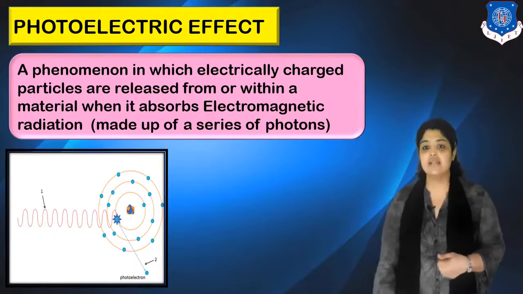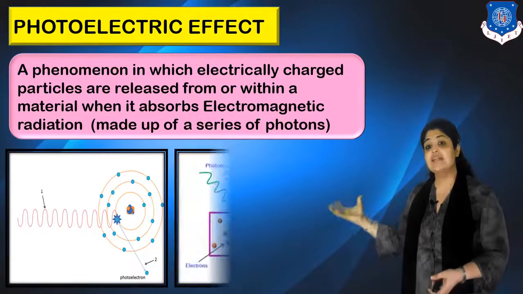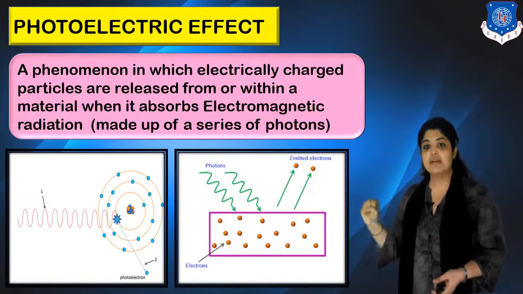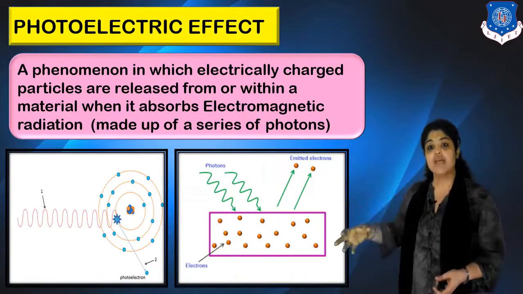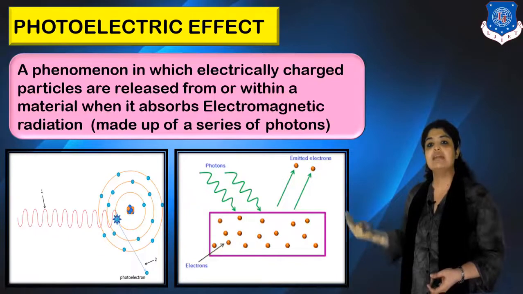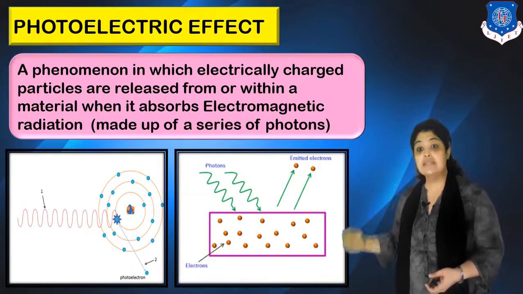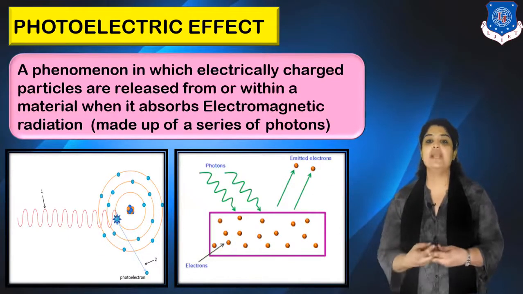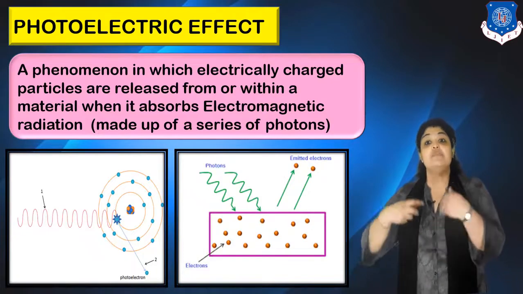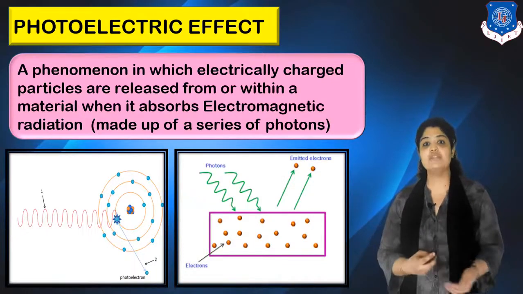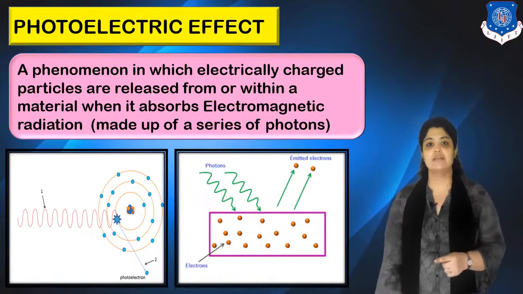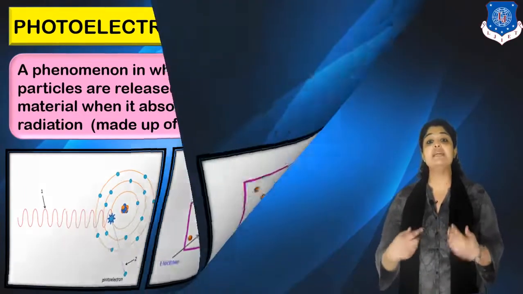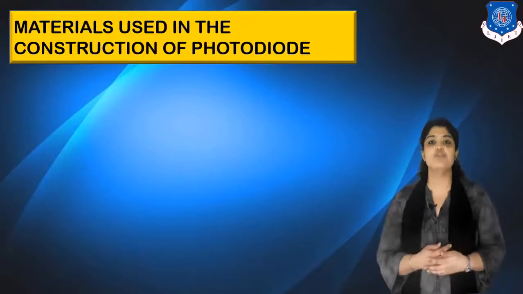Let's have a look at another diagram which says that there are electrons present in the semiconductor material and photons are absorbed. When these photons strike, so two photons are striking, releasing two electrons, and this is the meaning of photoelectric effect. It is emission of electrons when photons are incident. Now moving ahead, we'll see what are the materials used in the construction of a photodiode.